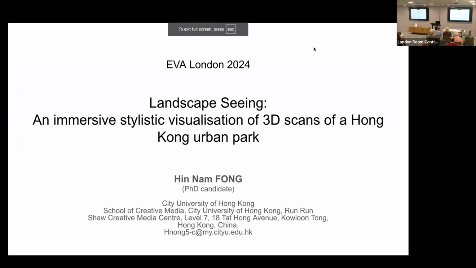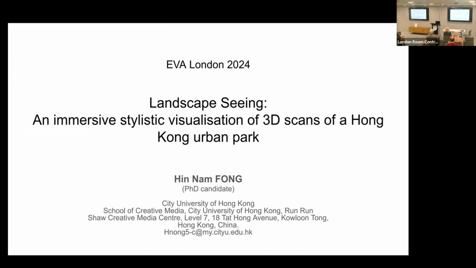Hi everyone, my name is Hin Nam, and today I'm going to present my research, landscape seeing and immersive stylistic visualization of 3D scans of a Hong Kong urban park. I slightly changed the title to better emphasize my practice in Hong Kong.